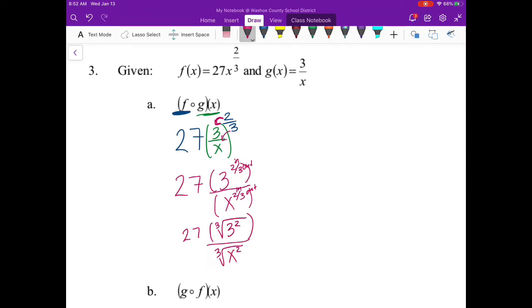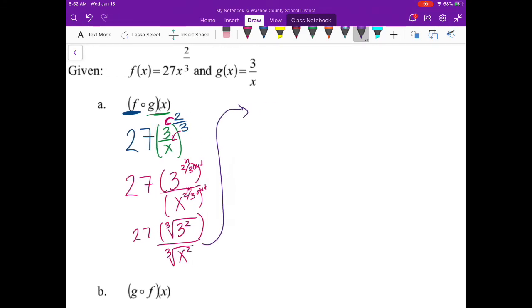Okay, now this is, and again, I'm doing more steps probably than you will need to do. I just want you to see every single one. So we still have the 27 in the front. That's going to be multiplied by cube root of 3 squared, which is 9. And then in the denominator, we still have the cube root of x squared, sorry.